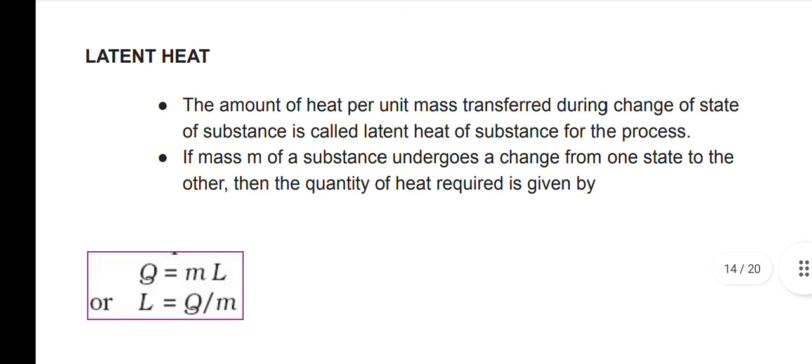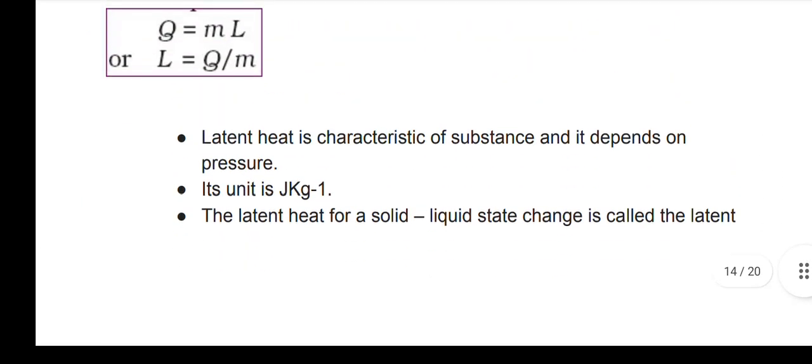The amount of heat per unit mass transferred during a change of state of a substance is called the latent heat of the substance. For the process, if mass m of a substance undergoes a change from one state to the other, then the quantity of heat required is given by Q is equal to mL, L is equal to Q by m. Latent heat is a characteristic of a substance and it depends on pressure. Its unit is joule per kg.